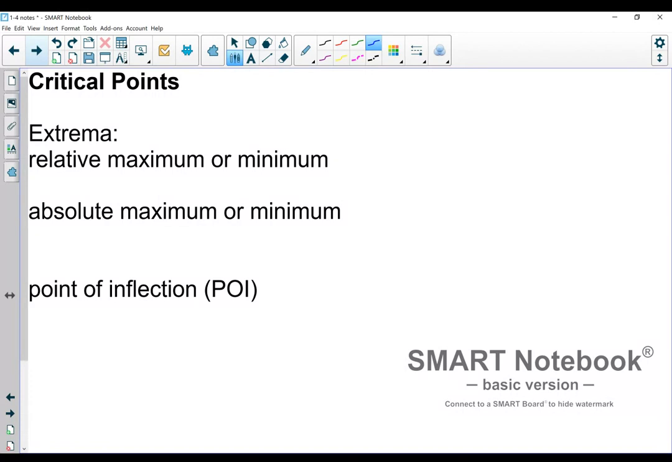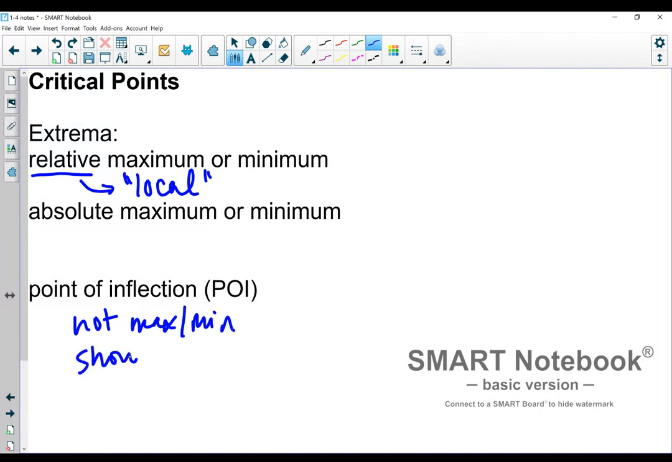On the next page, we're looking at critical points. So critical points include extrema, like relative maximum or minimum, and the other name for relative is local. Some textbooks use relative, some use local. I'll use both. And then absolute maximum or minimum. And then the next thing that we also need to worry about is points of inflection. So points of inflection are not a max or min, but they do show a change in direction.